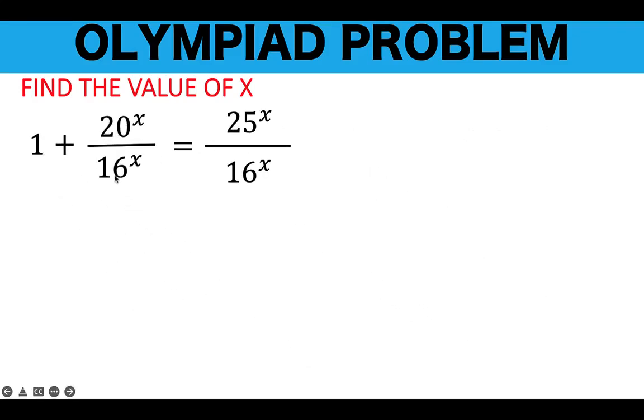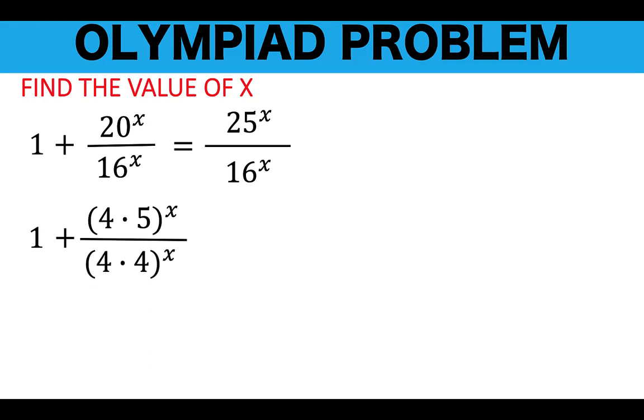Notice that 20 and 16 have a common factor of 4, but we cannot just cancel that out unless we can separate 20 raised to x into two exponential numbers. Let's rewrite 20 first as 4 times 5. So we now have the quantity 4 times 5 raised to x, and then for the denominator, we write 16 as the quantity 4 times 4, and then raise it to exponent x. Also, 25 can be written as 5 times 5, so we write it as 5 squared raised to x, and the denominator is 4 squared raised to x.